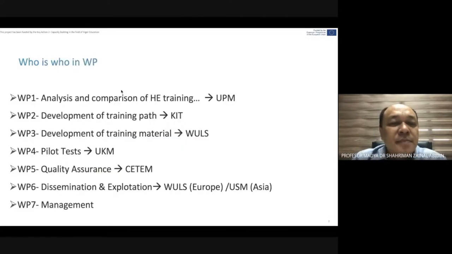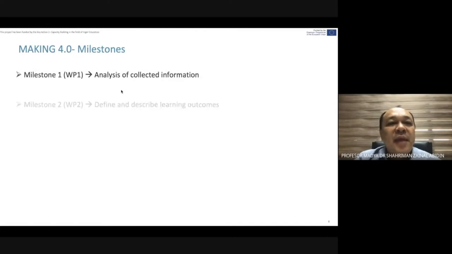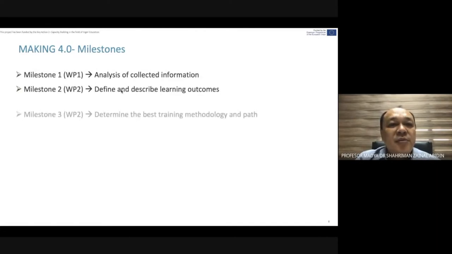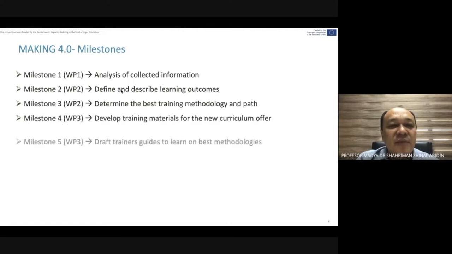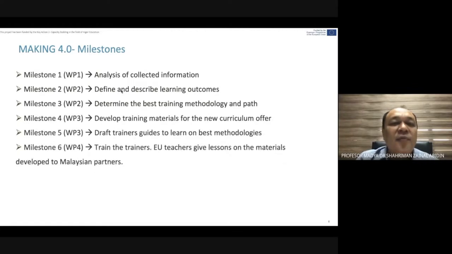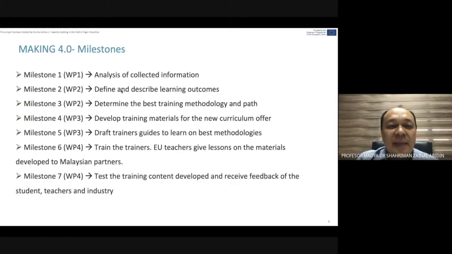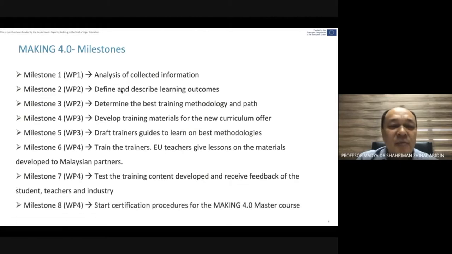So in every work package, we have a person in charge who looks into the project. Work package 1 is UPM, work package 2 KIT, work package 3 WOOS, work package 4 UKM, work package 5 CTEM, work package 6 WOOS and USM, and work package 7, management, is more on UPCT. And then we have milestone 1, milestone 2, milestone 3, to make sure that we deliver with a certain work package that we formulated in the proposal.